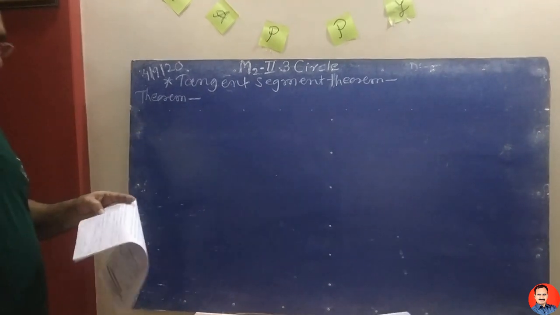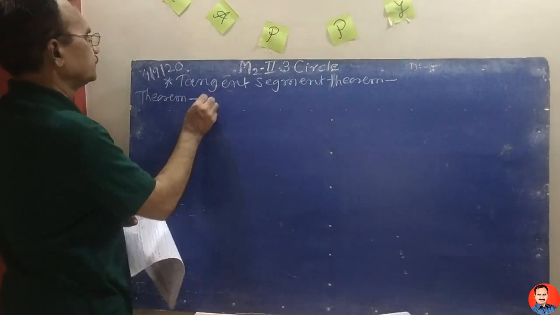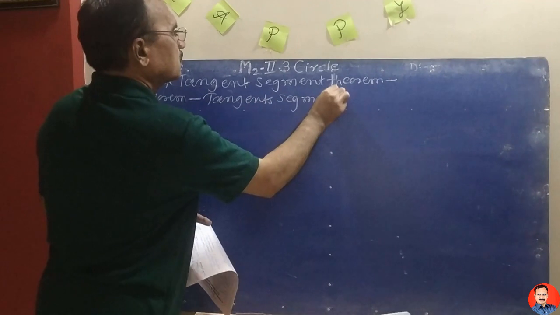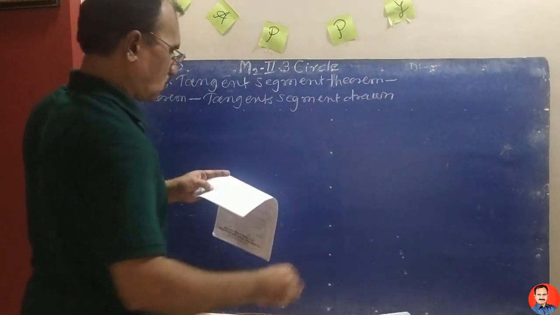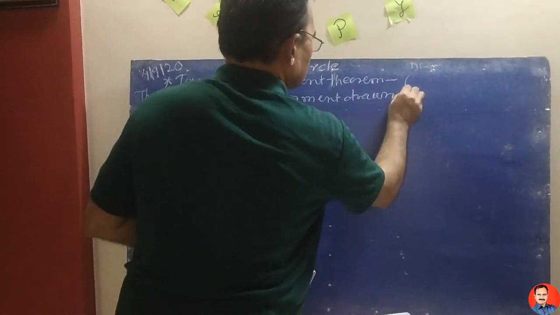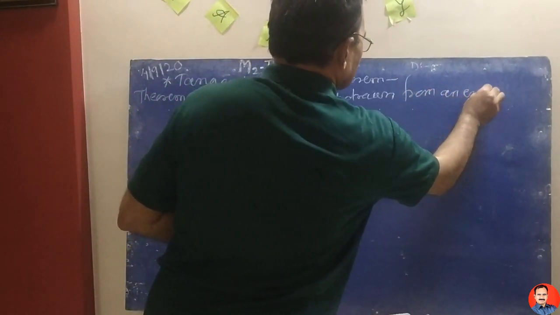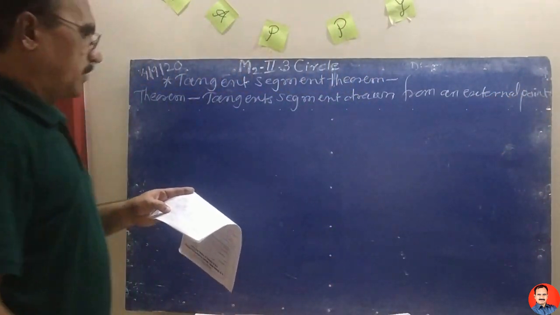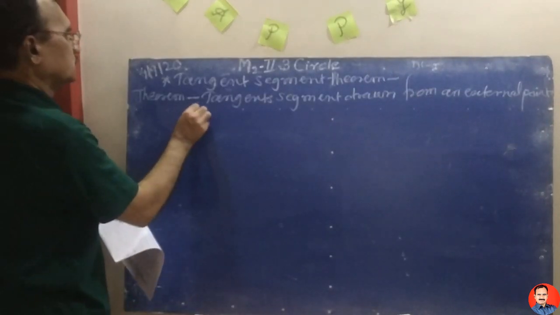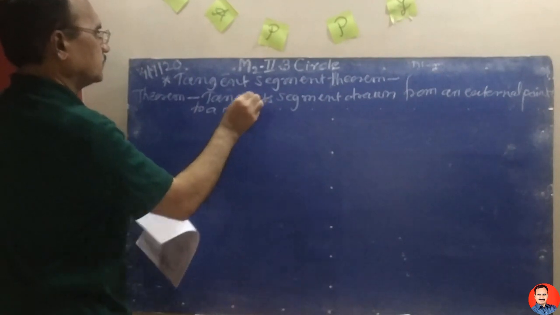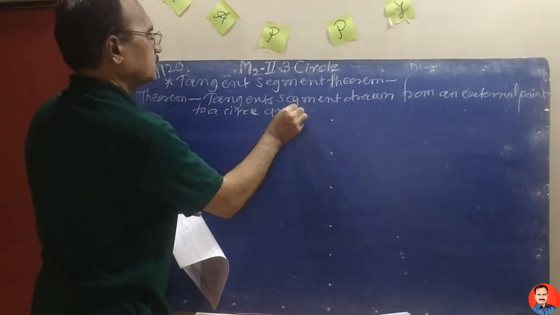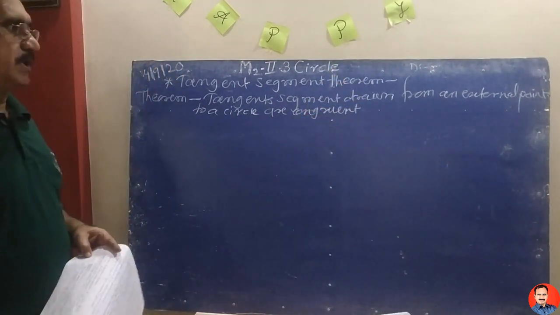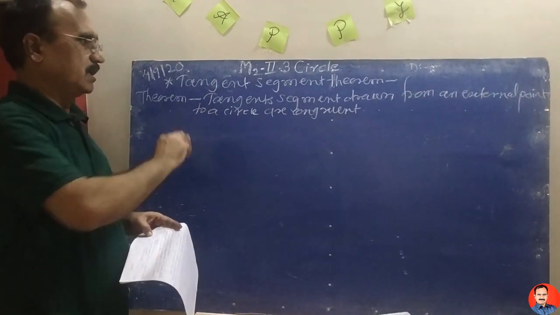What is the statement of this theorem? Tangent segments drawn from an external point to a circle are congruent.